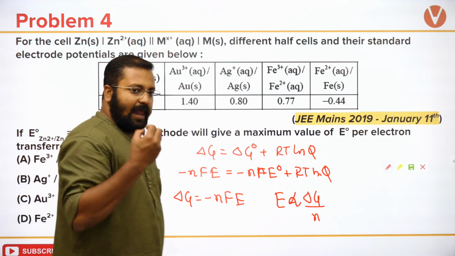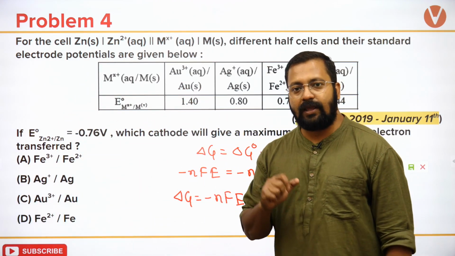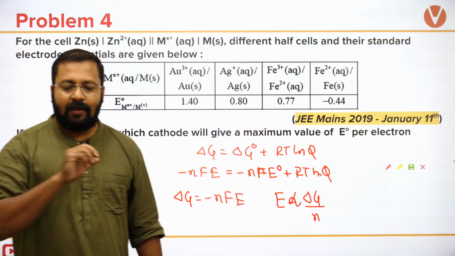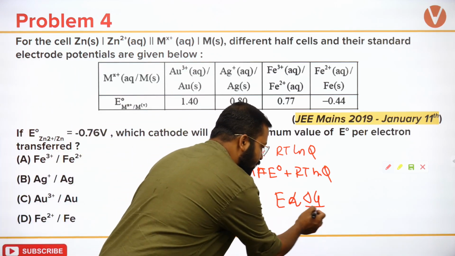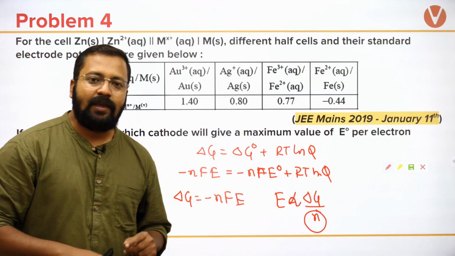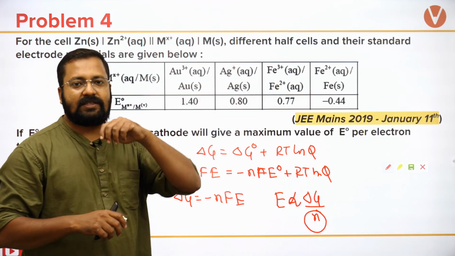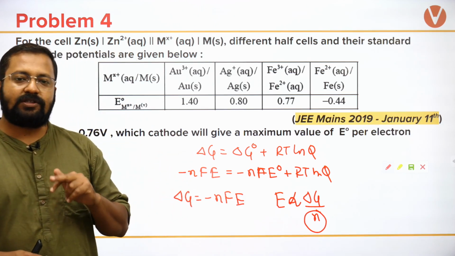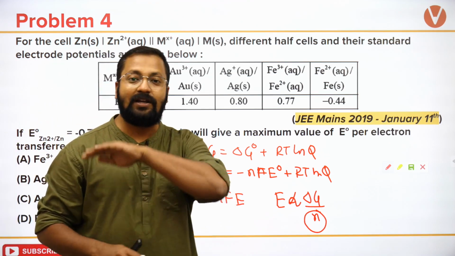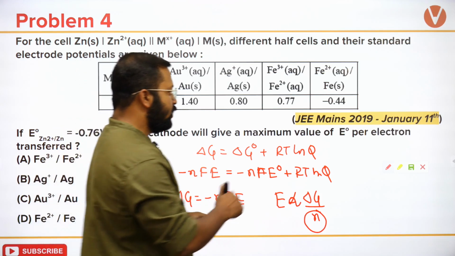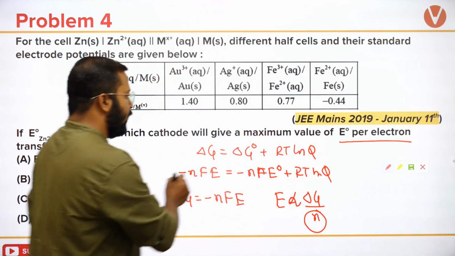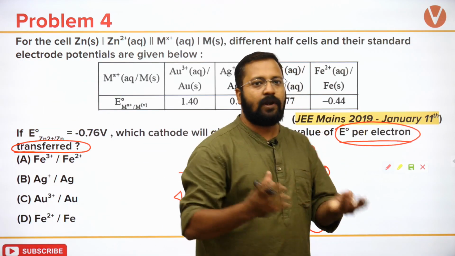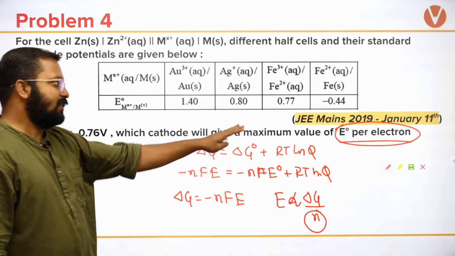So, whenever we are calculating cell potential or E naught, we are actually calculating it per electron. That is the reason in the previous session we had seen that when we calculate the E cell, it does not matter if the number of electrons are equal or unequal. It does not depend on the number of electrons. So when you are looking at E naught per electron transferred, this statement is nothing but calculate E naught.